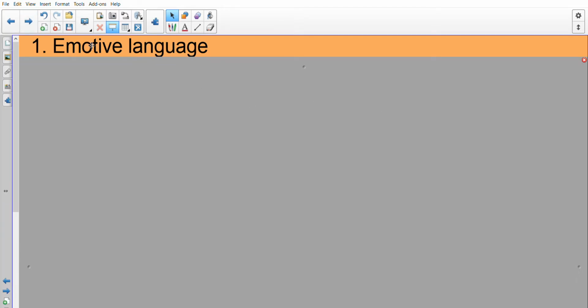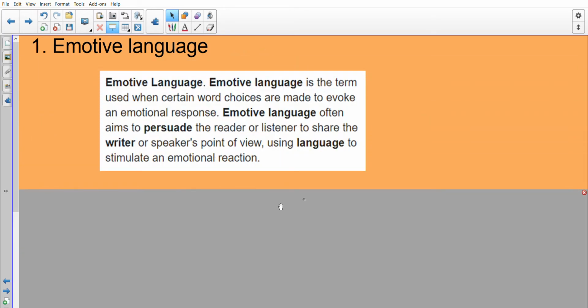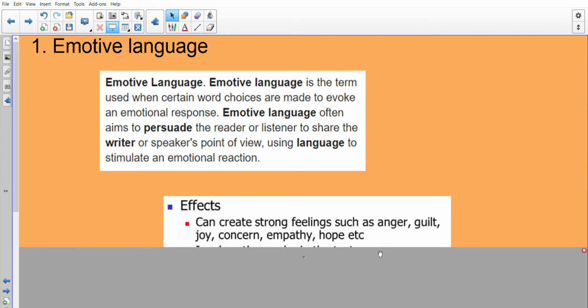Emotive just means emotional, okay? It's all to do with your feelings. So I've got a definition here. Emotive language is the term used when certain word choices are made to evoke an emotional response. Emotive language often aims to persuade the reader or listener to share the writer or speaker's point of view using language to stimulate an emotional reaction. So it's basically to get you to feel something.